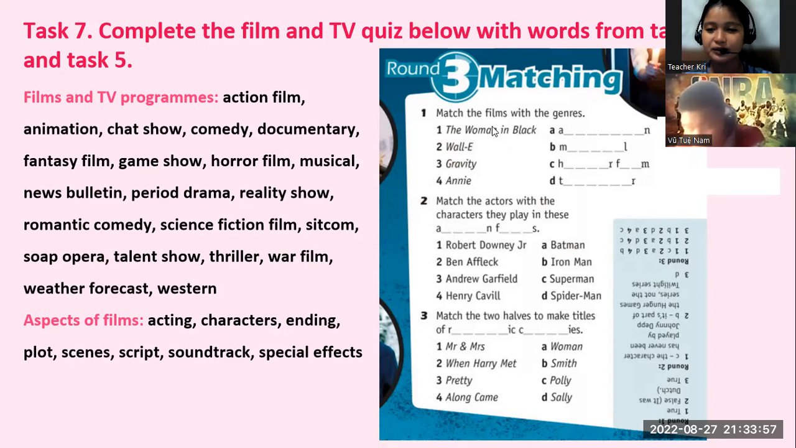Okay, how about number 2? Number two is, I think, musical. Alright, it's a musical. How about letter C? Letter C is horror film. And D is thriller.